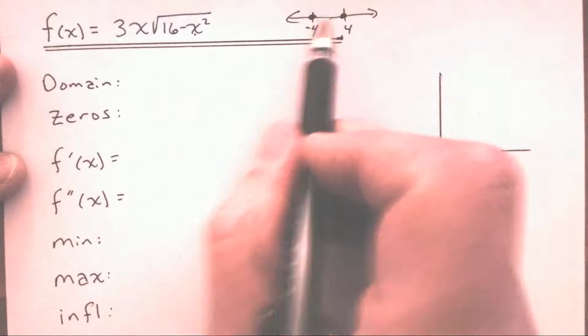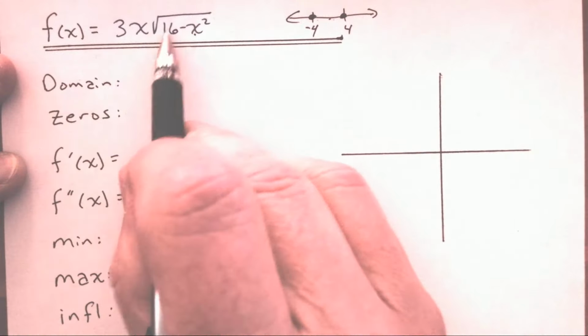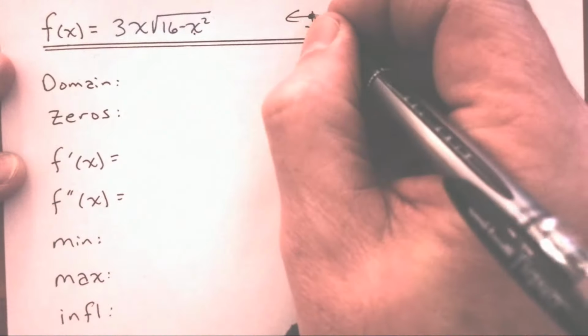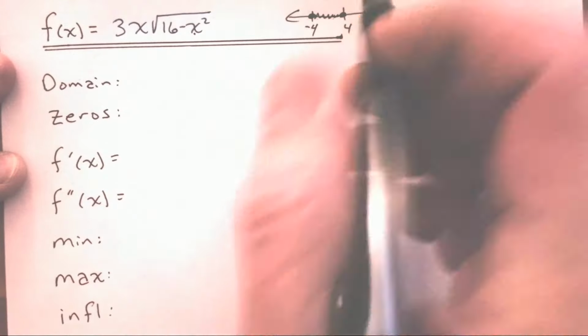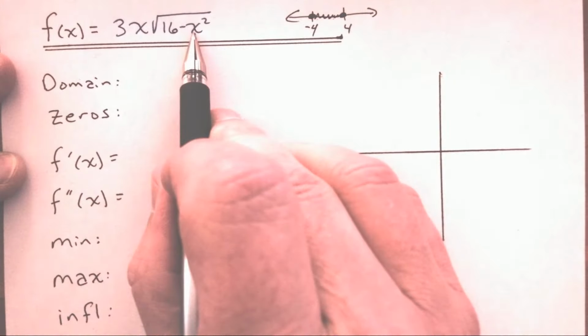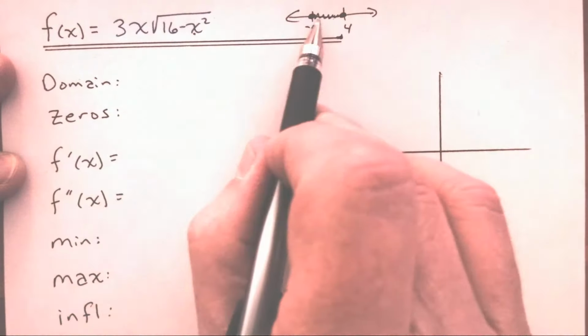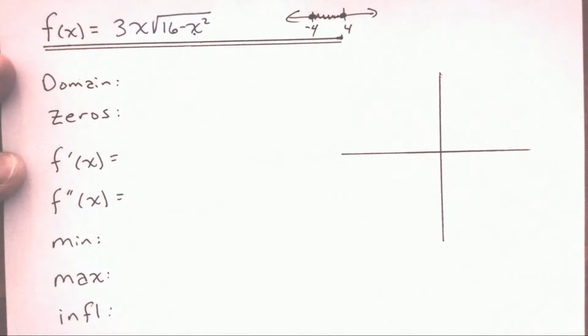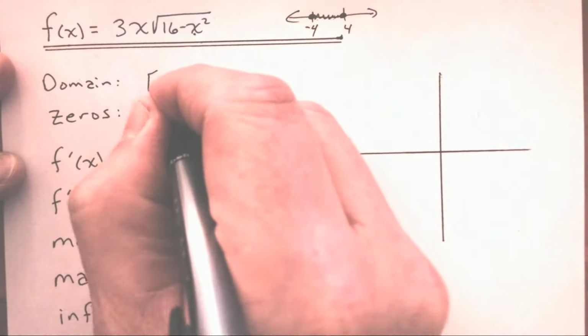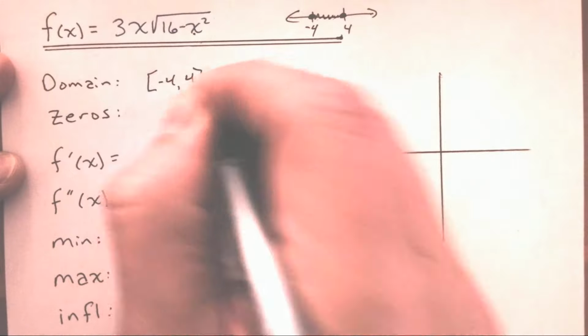And 0 lies between. I try 0. Oh yeah, I can take square root of 16 minus 0. So our between is good. 5 would be a bad choice. We'd get an imaginary. Negative 5 would be a bad choice. So our domain is from negative 4 to 4.